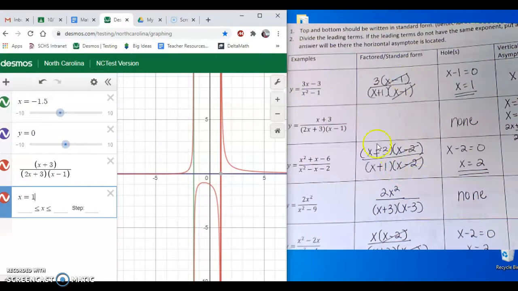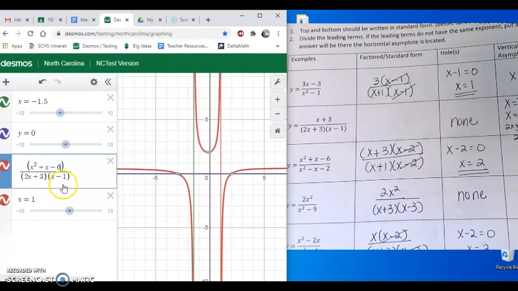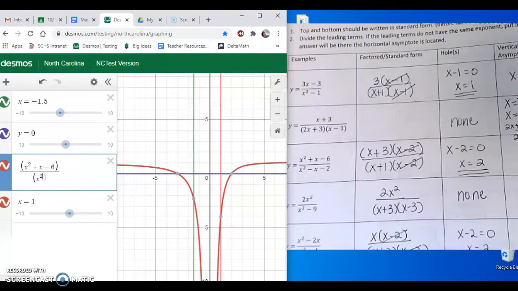I can already tell what it looks like as far as factoring. Where do I think the vertical asymptote is going to be? We think it's going to be -1 because you can kind of look at it and tell. But we'll go ahead and graph it to make sure. X squared plus x minus 6. And then x squared minus x minus 2.